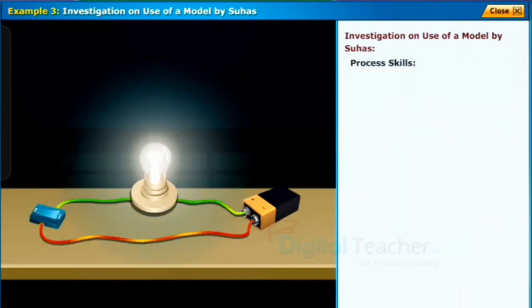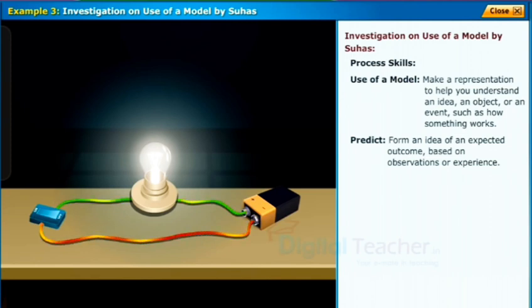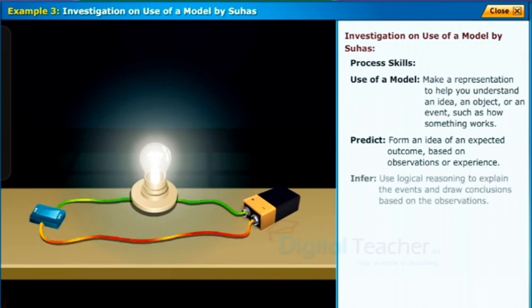Process skills. Use of a model: make a representation to help you understand an idea, an object or an event such as how something works. Predict: form an idea of an expected outcome based on observations or experience. Infer: use logical reasoning to explain the events and draw conclusions based on the observations.